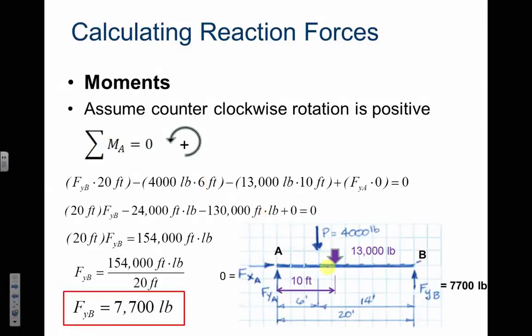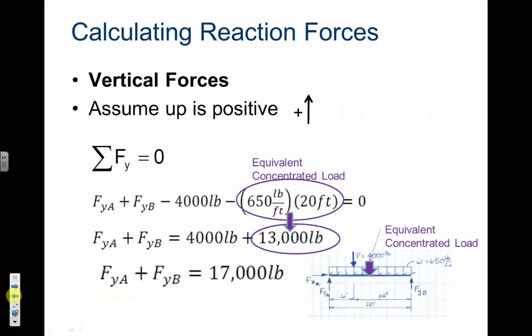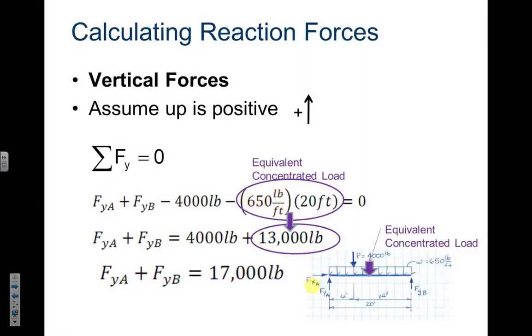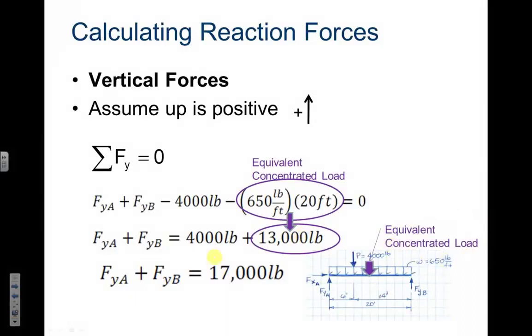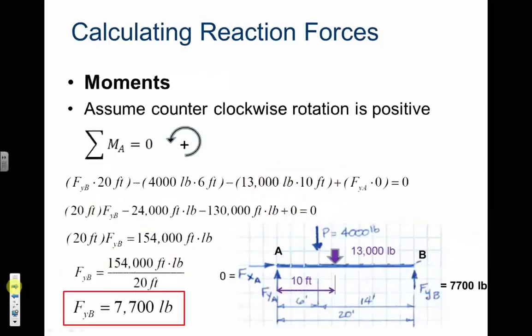Next one they did is 13,000. Now let's talk about where they get this 13,000 from. Let's back up here. They took the 650 pounds per foot times 20 feet, and that became an equivalent concentrated load of 13,000 pounds. That's where they get this number from, times 10 feet, because it's 10 feet to the pin, and it's a negative moment.